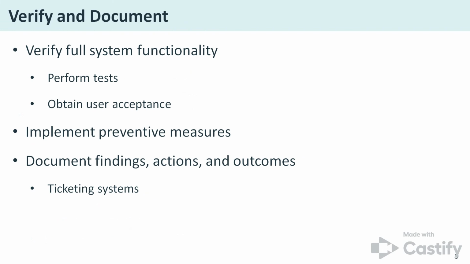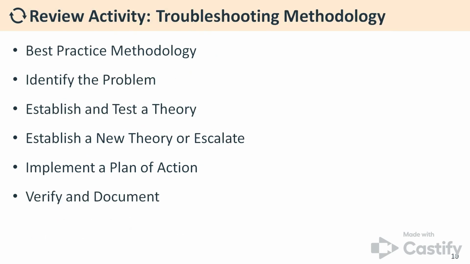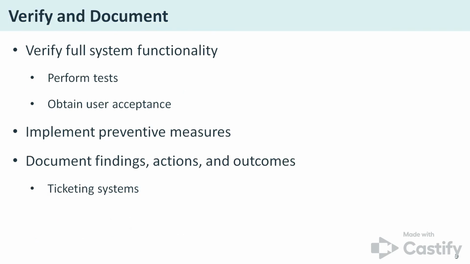So, the system is working now. You verify the system functionality. You perform a test, so you verify the system is working very well now. You test it, then of course obtain user acceptance. So the user has to verify too that the system is working. If there was a problem and you see that you resolved it, you ensure that the user himself identifies that, right?